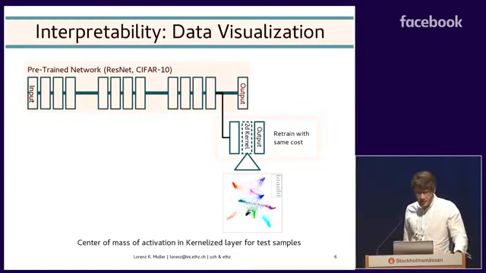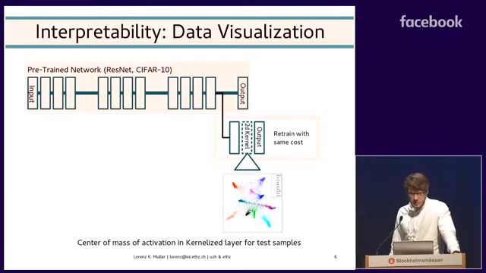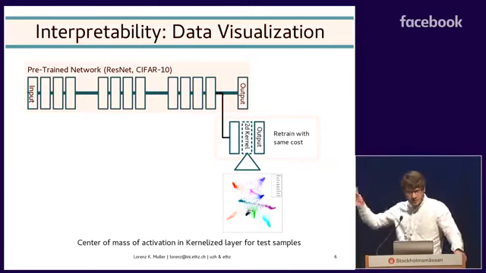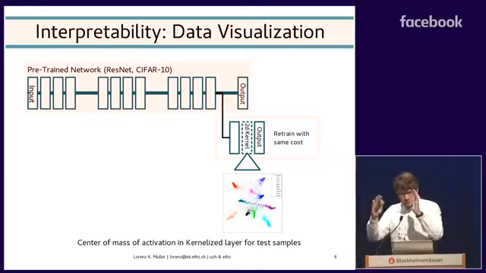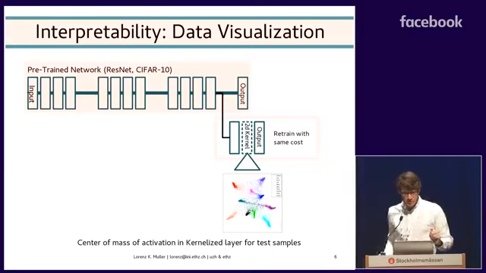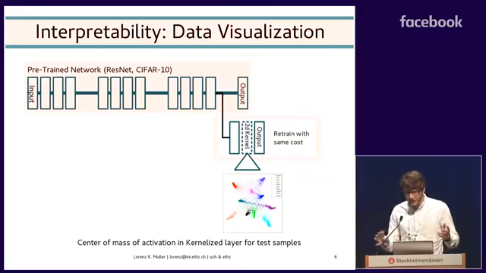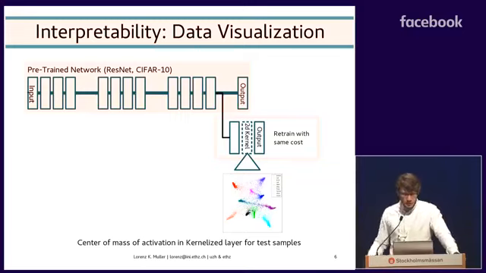So first, under the heading of interpretability, some data visualization. We take a pre-trained ResNet on CIFAR10, and we just cut off the very last layer, just the output, and add a few layers on top: one fully connected layer, then one 2D radial basis function kernel layer with some sparsifying activation function, and the output.